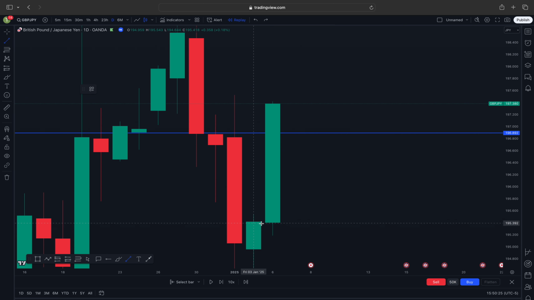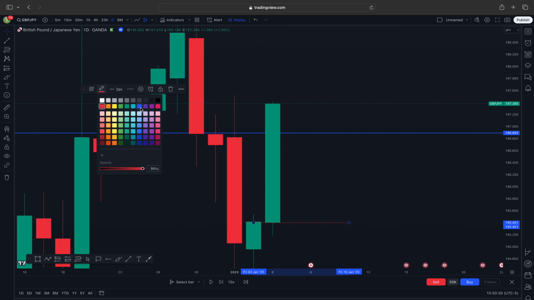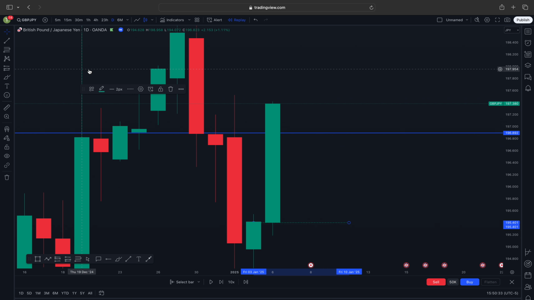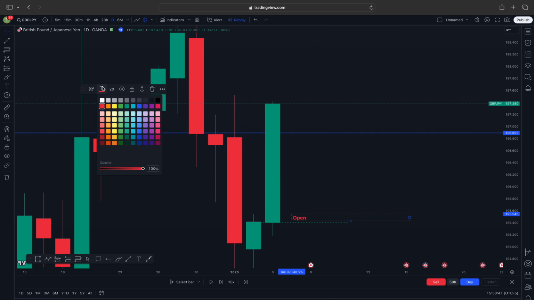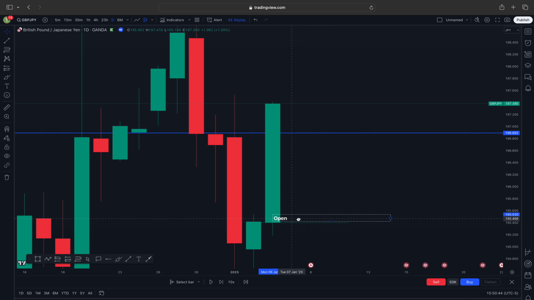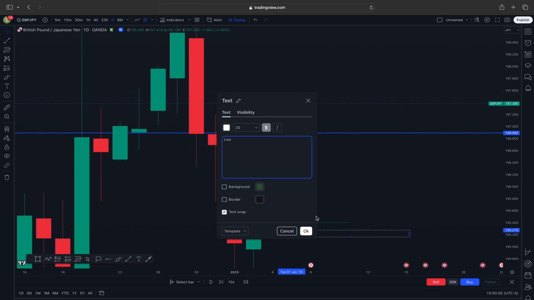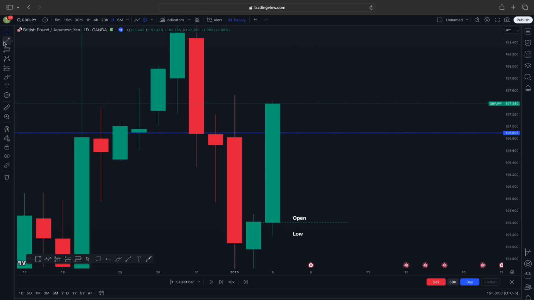So this right here is our open. Change the color to green. Yeah, so this candle right here would be our open. Right, so this is where the candle opened, right? And then when it opened, it went down and created this wick for what we call the low. So this wick right here would have been the low.